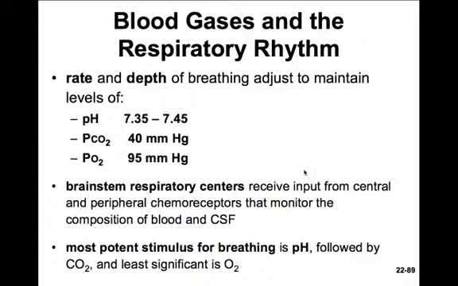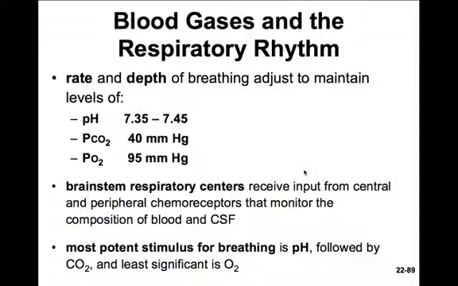The rate and depth of breathing need to be adjusted to maintain the levels of pH at 7.35 to 7.45, the partial pressure of CO2 at about 40 millimeters of mercury, the partial pressure of O2 about 95 millimeters of mercury. These are the set points that the receptors are tuned to.